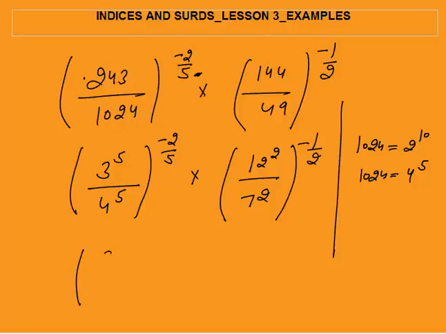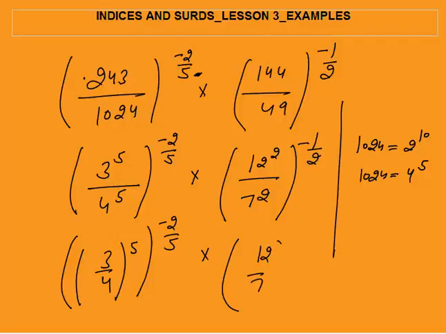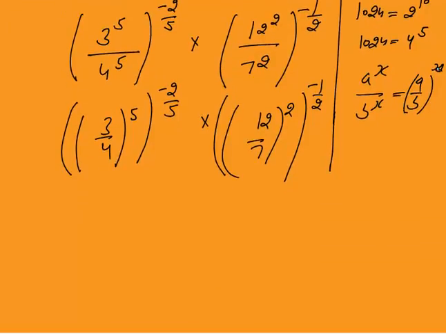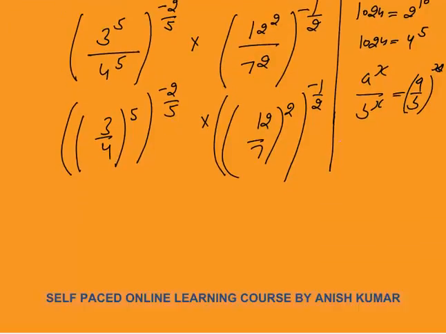Now this becomes (3 by 4) raised to the power 5, the whole raised to the power minus 2 by 5. This becomes (12 by 7) raised to the power 2, the whole raised to the power minus 1 by 2. The logic is this: a power x upon b power x becomes (a by b) power x. Now you know that this will get multiplied.